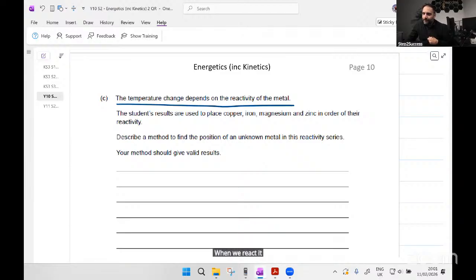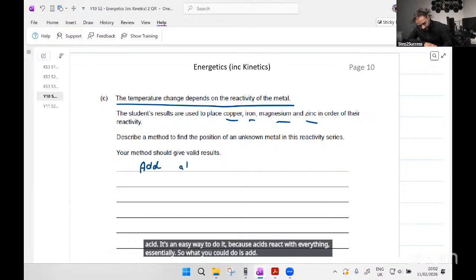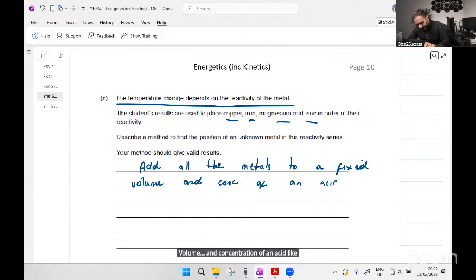So for example, what we could do is react each of these metals with something. The something can be an acid. It's an easy way to do it because acids react with everything essentially. So what you could do is add all the metals separately to a fixed volume and concentration of an acid, like hydrochloric acid, for example.